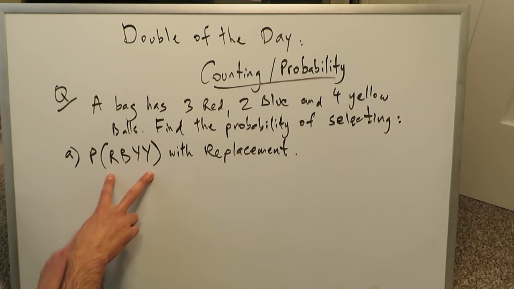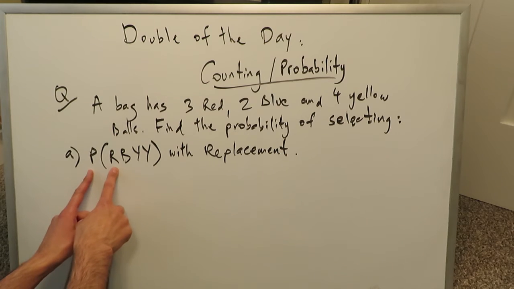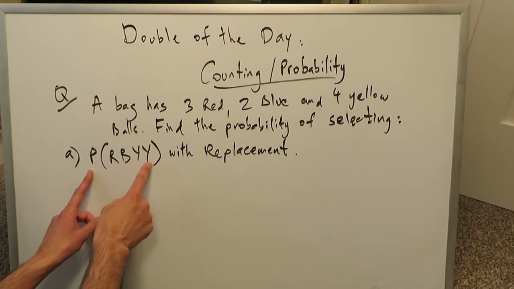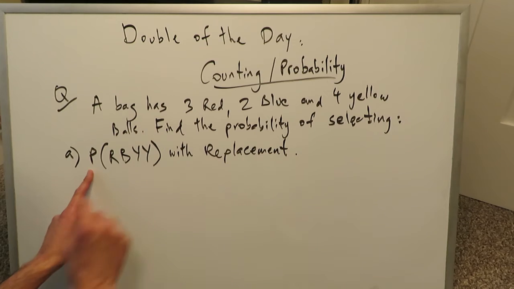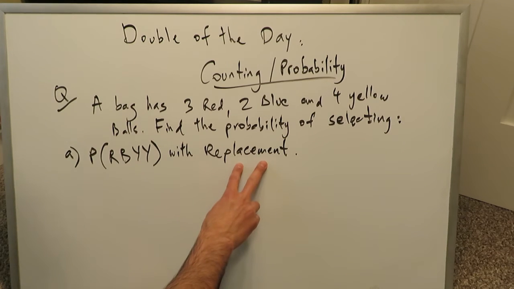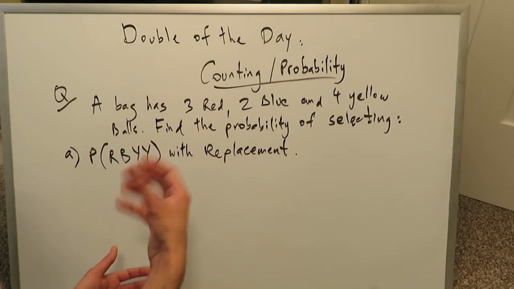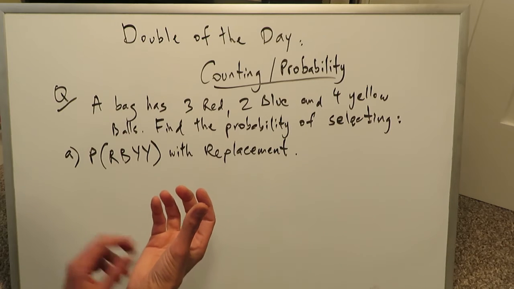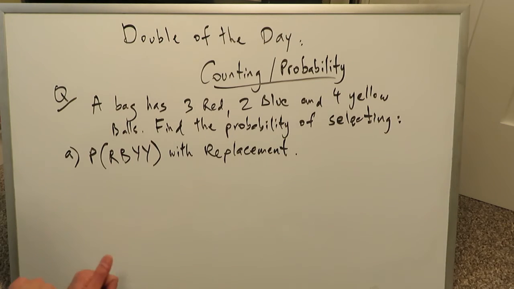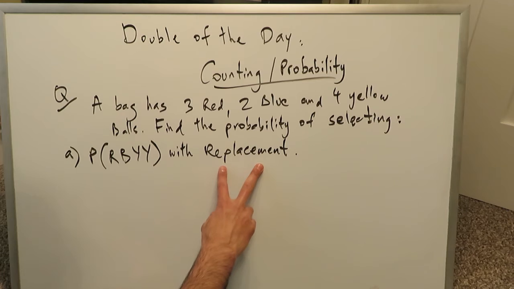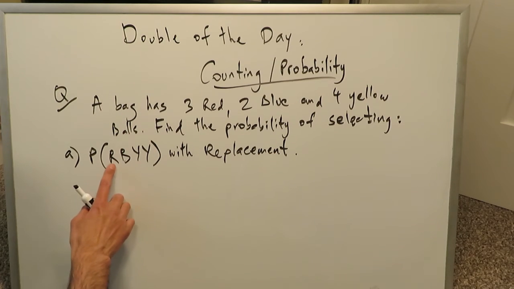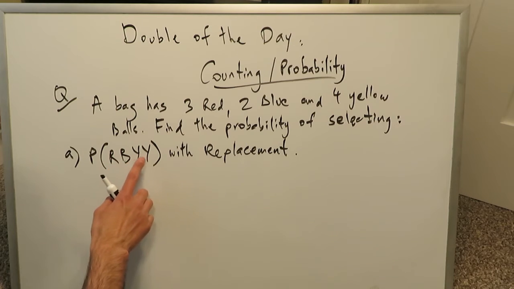a red ball, a blue ball, a yellow ball, and then a yellow ball, with replacement. What does replacement mean? Replacement means you put your hand in a bag, you take out the ball, you see what you have, you record what you have, and you put the ball back in the bag. So at any time, the bag always has a full complement of the balls. So you have to find the probability of selecting a red, blue, yellow, and a yellow ball.